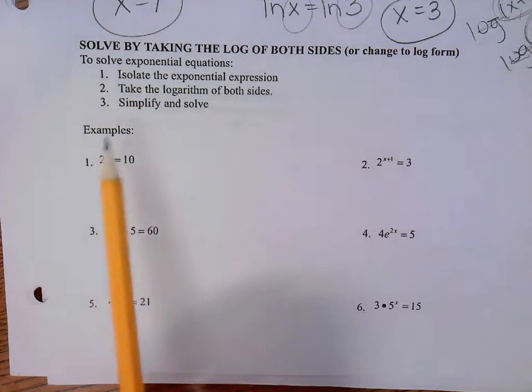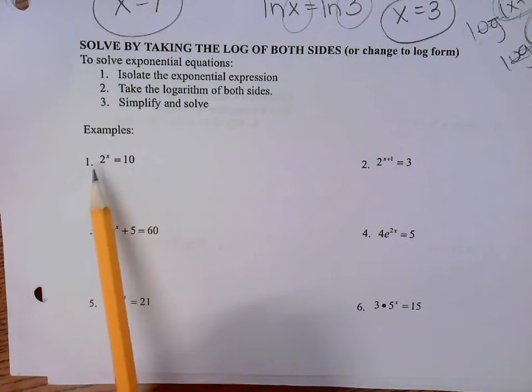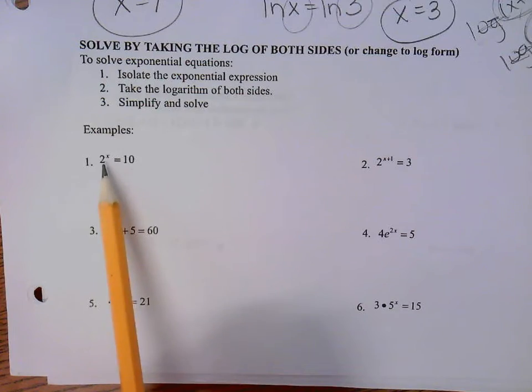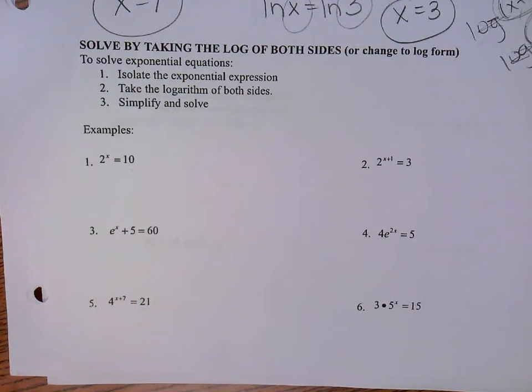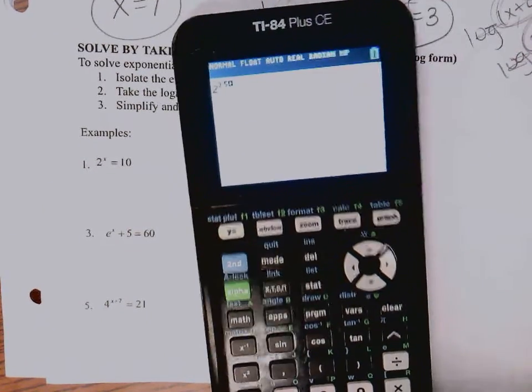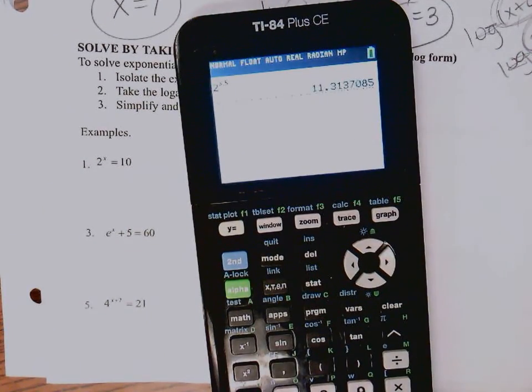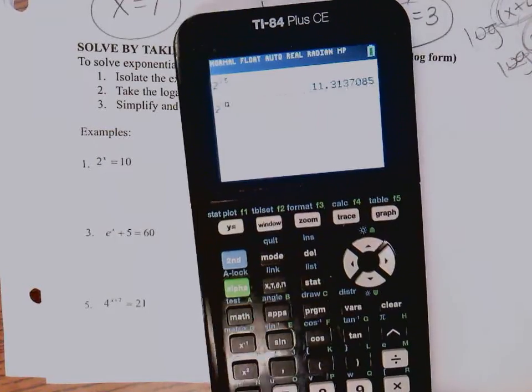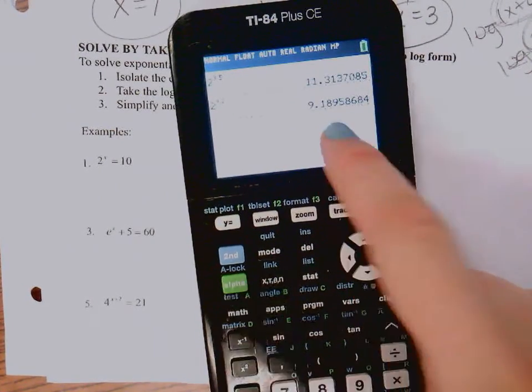I know that 2 cubed is 8 and 2 to the 4th is 16, so my answer is between 3 and 4, but I would have to guess and check on my calculator. 2 raised maybe to the 3.5 power. Oh, that's too big, that's 11. 2 raised to the 3.2 power. Oh, that's pretty close, that's 9.18.